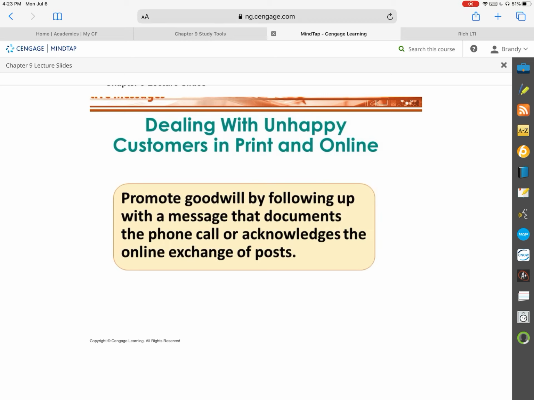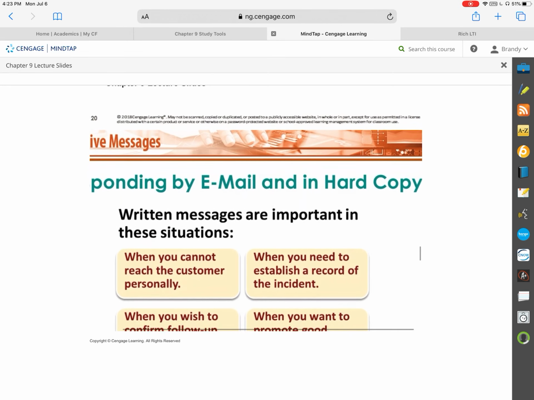This says promote goodwill by following up with a message that documents the phone call or acknowledges the online exchange. So once we've talked to them online, once we've talked to them on the phone, we may want to send an email or some type of thing that follows up what happened and how we're moving forward and how we're taking care of the situation.